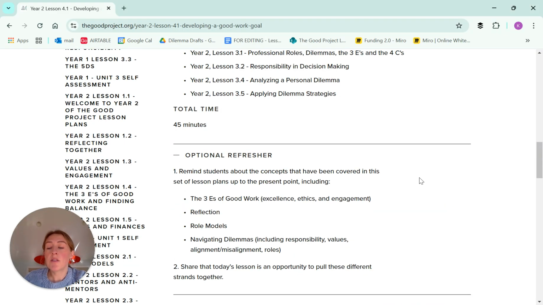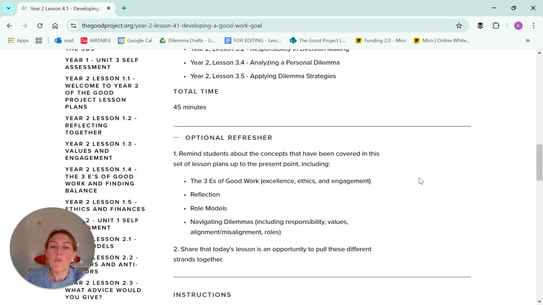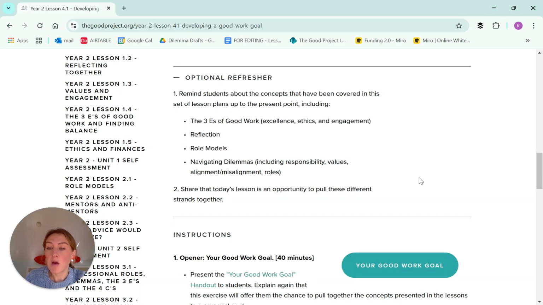So you should be reminding students at the start of the class about the concepts that have been covered in this set of lesson plans up to the present point. So the 3 E's of good work: excellence, ethics, and engagement. You should be talking about reflection, role models, and then navigating dilemmas. So that is using the lenses of responsibility, values, alignment, misalignment, and roles when you are managing how to best move forward in a particular dilemma.